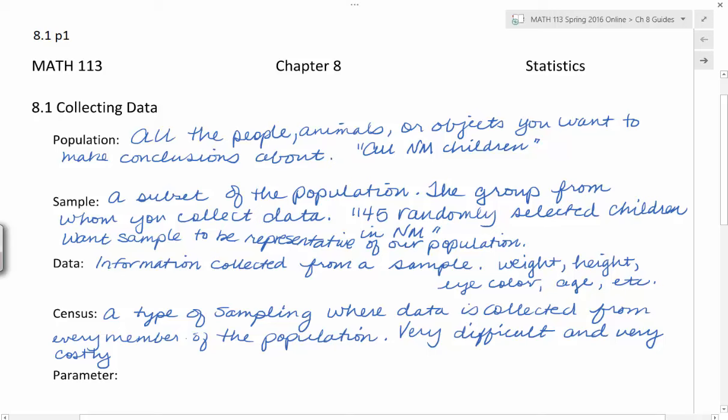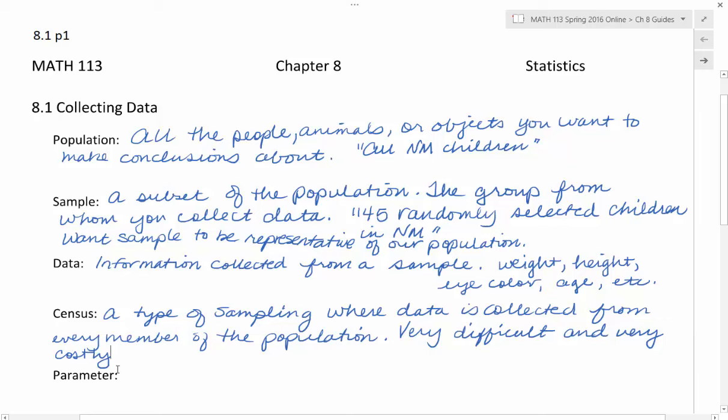Why not just talk to everybody in the population and not worry about having to take a subset of those people to get information from? That would be a census, and a census is a type of sampling where data is collected from every member of the population, and it sounds really great. The only problem is that often the population is so big or so difficult to locate, or sometimes just contrary, and you can't get the information from them. And the larger the population is, the more it costs you to get information from all of the members of the population. So again, very difficult to do, and it can be very costly.